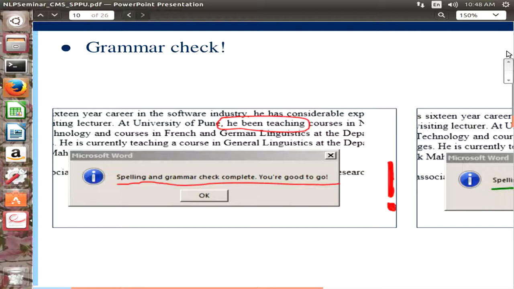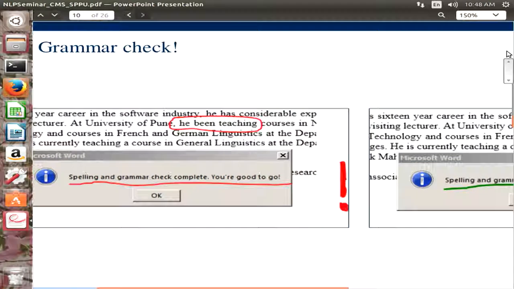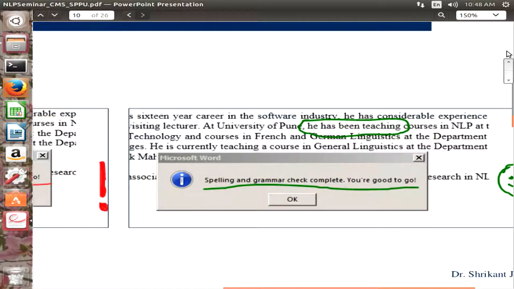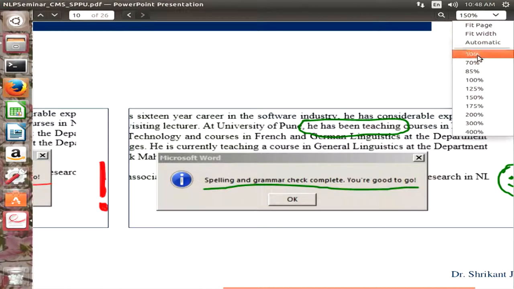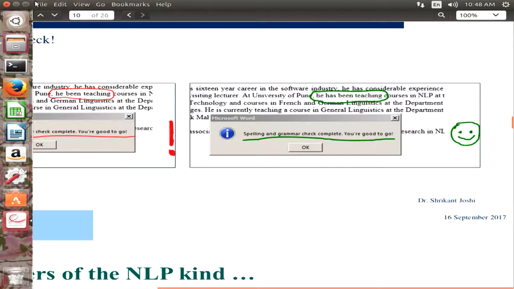You see this? This happened to me yesterday, by the way. And then I corrected it, and it still says you're good to go. So, well, that's the state. The grammar checkers we encounter all the time. Then, what else do we have?